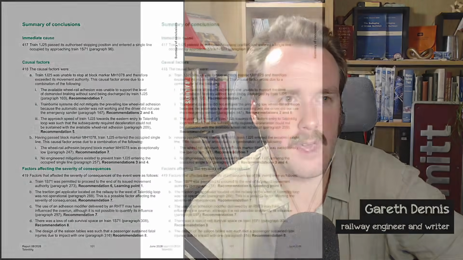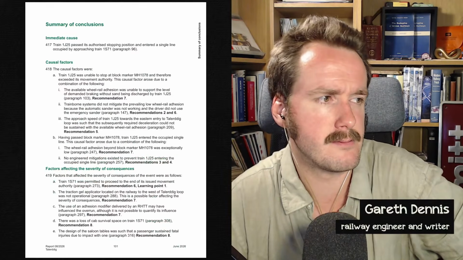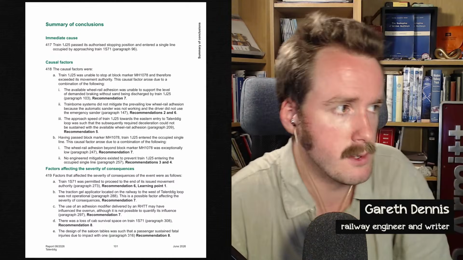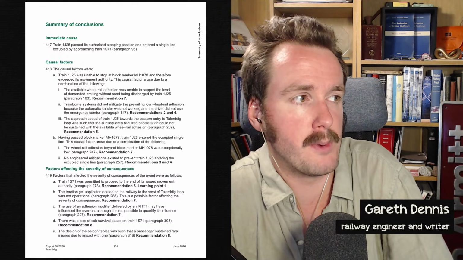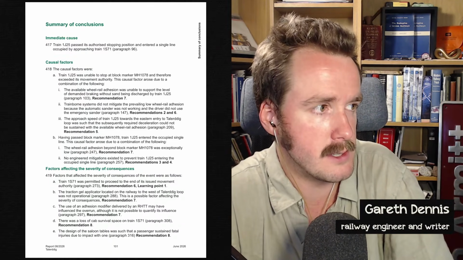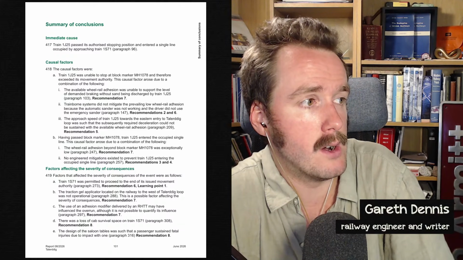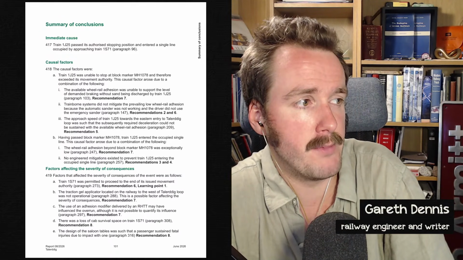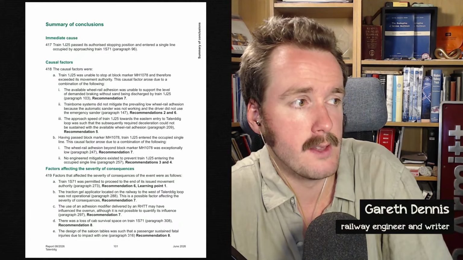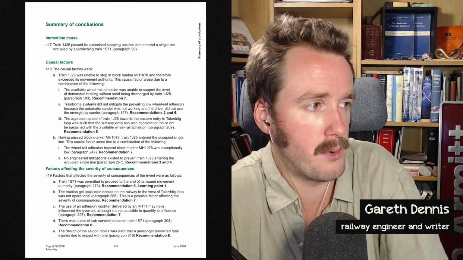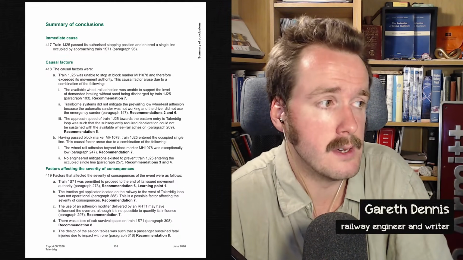Yes. So let us jump then to summarising those conclusions again for the benefit of those who are perhaps jumping in. So the immediate factor was the fact that the train passed its authorised stopping position, entered a single line section occupied by the train Sierra and walloped into it. The causal factors were that the train was unable to stop at the block marker where it was supposed to, because the wheel rail adhesion was unable to support the required braking. The sanding on the train didn't help. It didn't function or wasn't operated, and the approach speed was too high for the conditions.